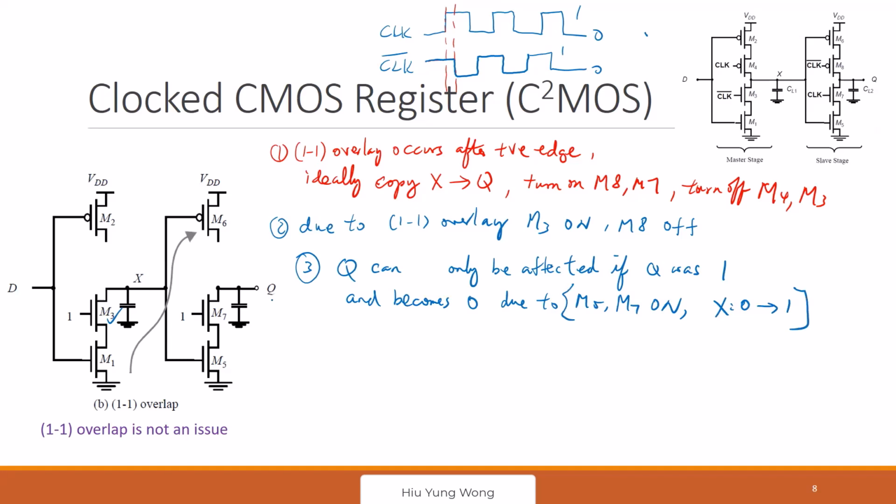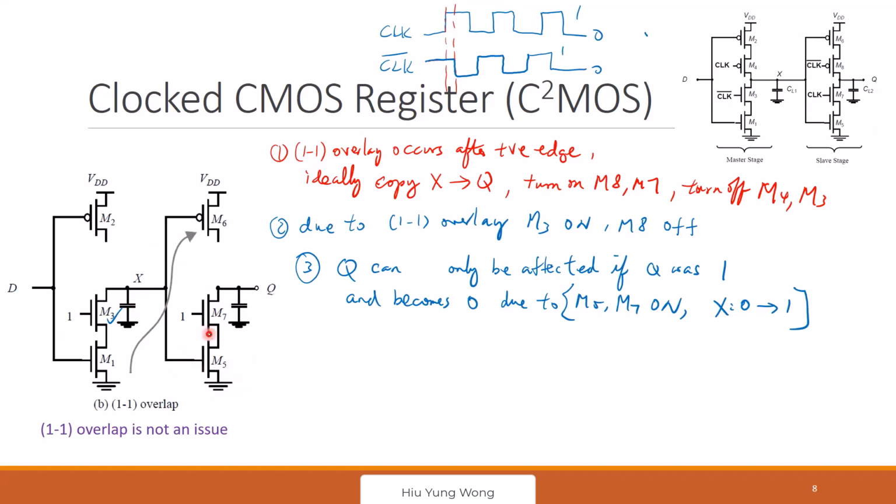Q only has a problem if it was at 1. If Q was at 0, this one can only pull it to 0. It can never go to 1. So no problem. I don't care how messy the circuit is here. If I am at 0, I'm happy. I'm done. No one can corrupt my data. But if Q were at 1, this circuit can corrupt it by bringing this to 0. And how can I bring it to 0? X has to go from 0 to 1.